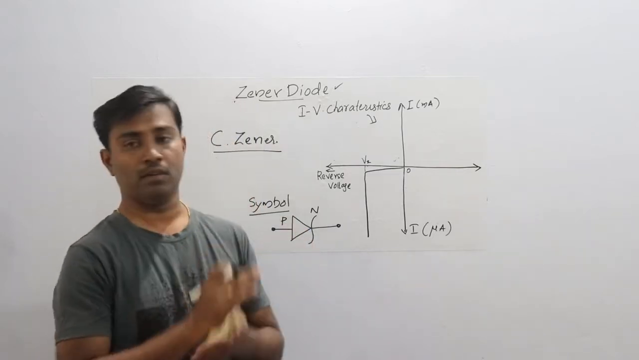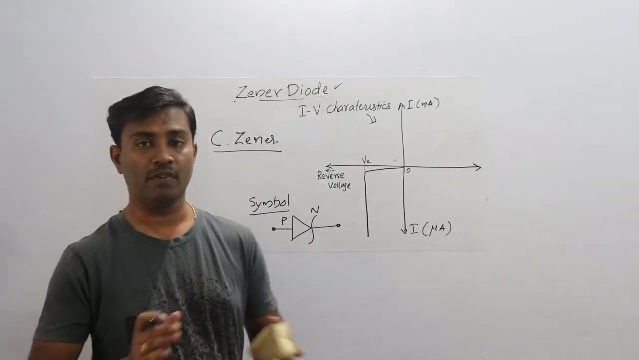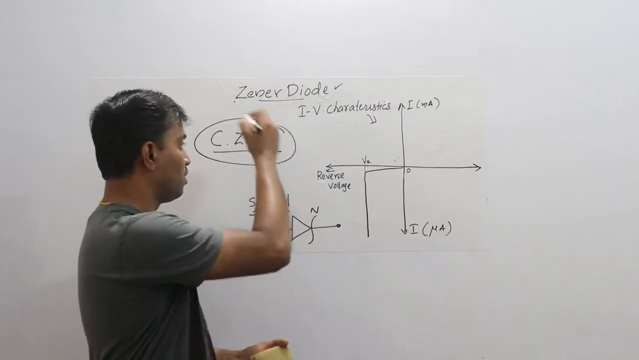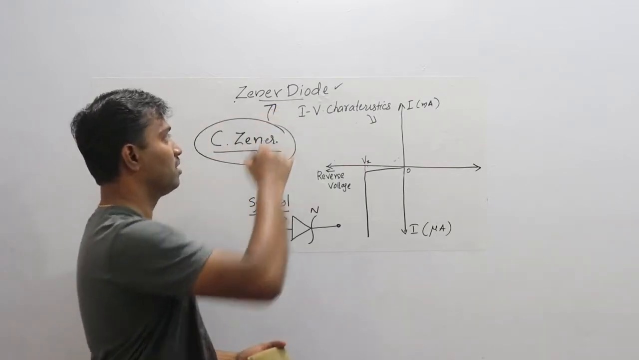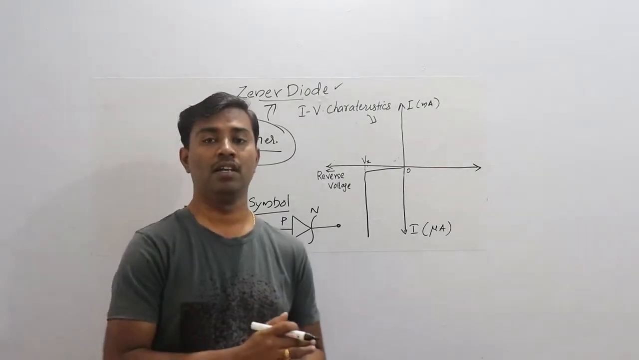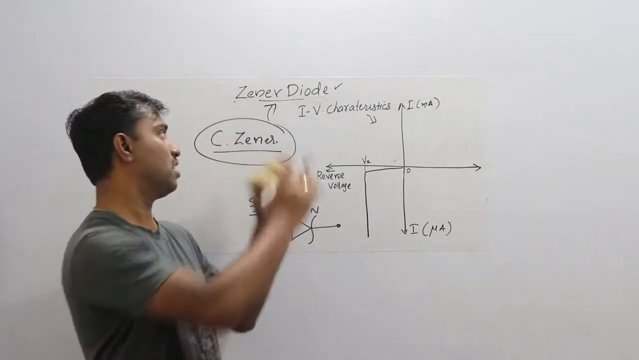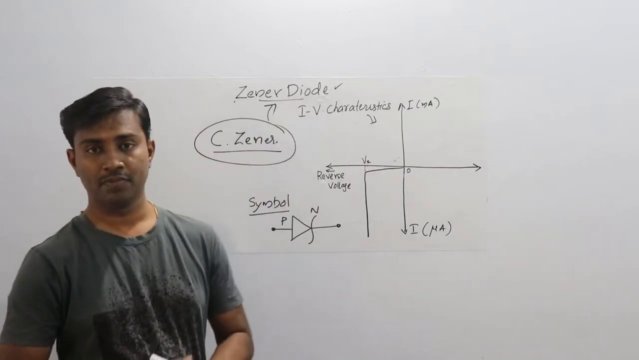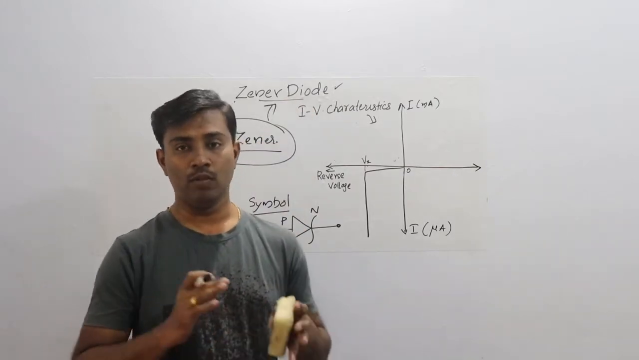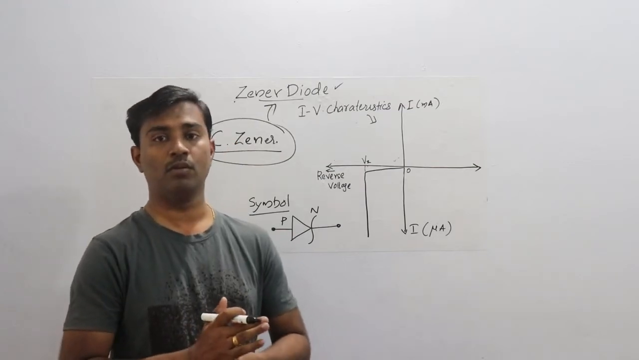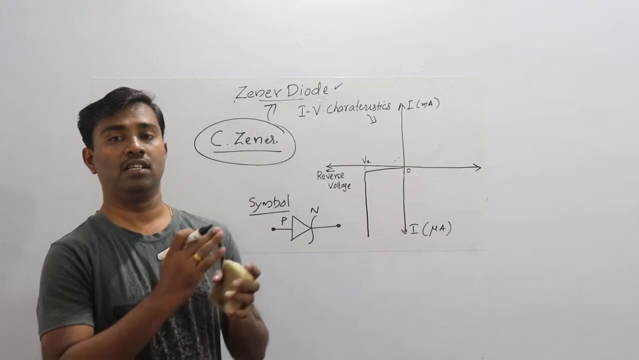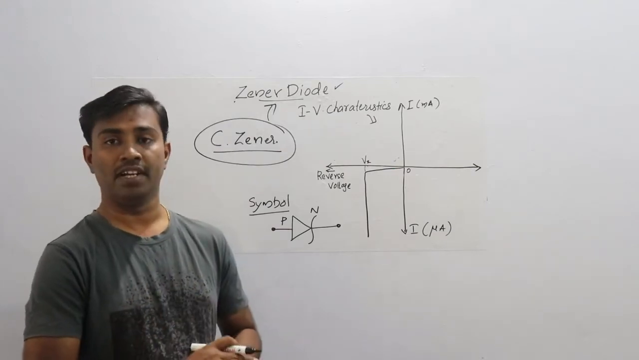Actually, this Zener diode was invented by the scientist Zener. This is the name of the scientist, and that's why it is called the Zener diode. The Zener diode is operated in reverse bias in the breakdown region.